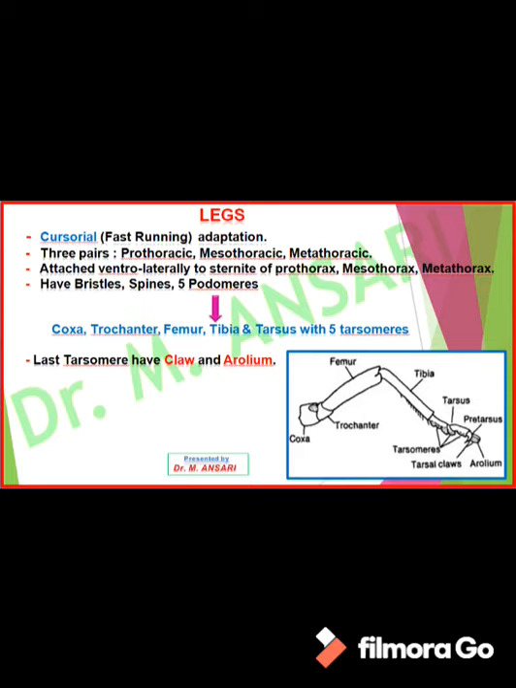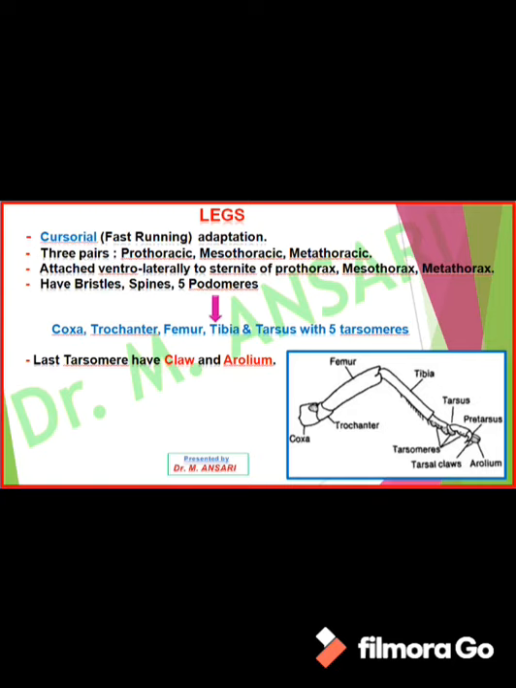These podomeres are in sequence: coxa, trochanter, femur, tibia and tarsus. The fifth podomere, the tarsus, has its own 5 segments, called tarsomeres. The last tarsomere has laterally a claw and arolium as an adhesive pad.